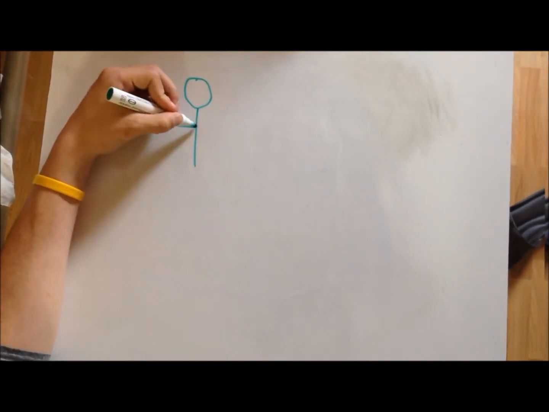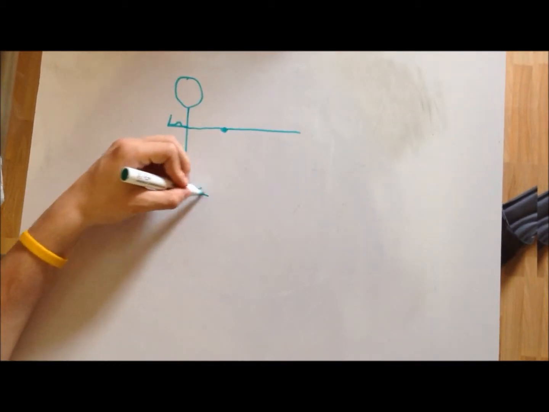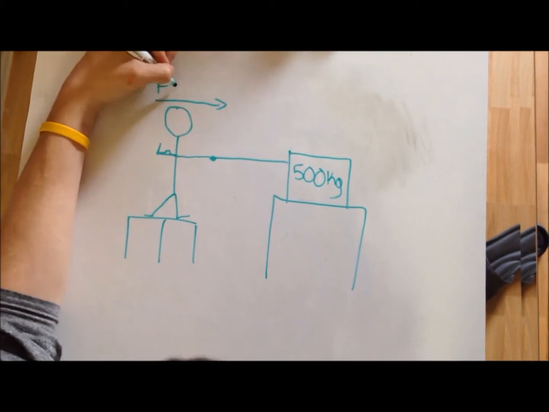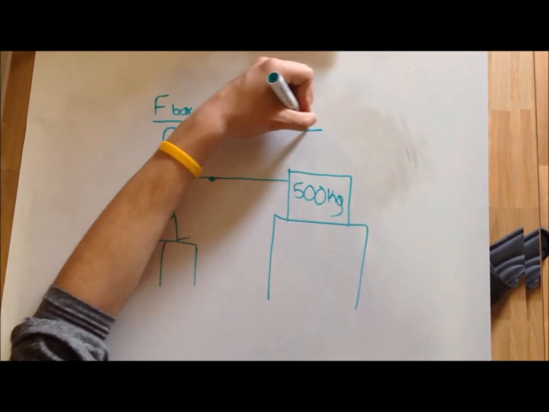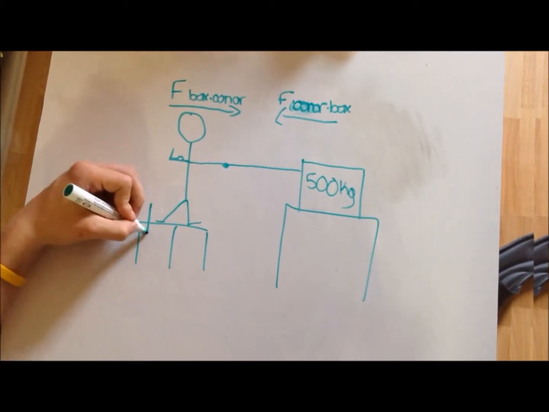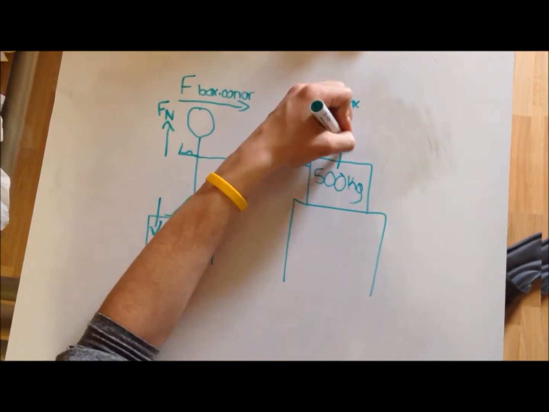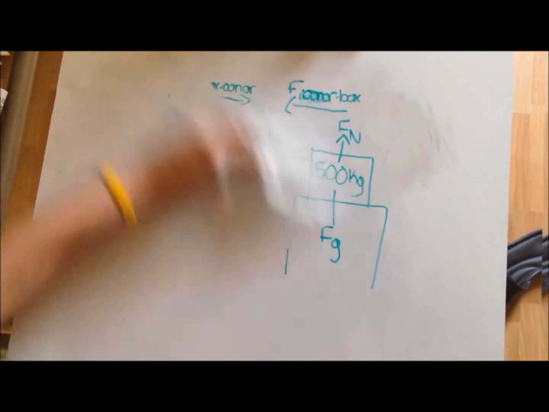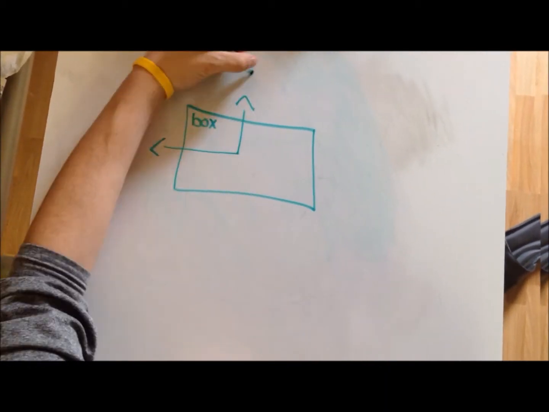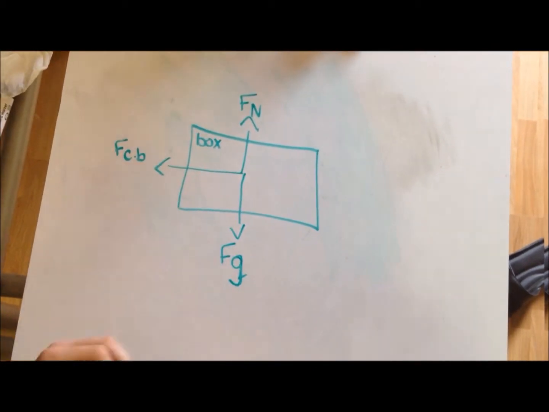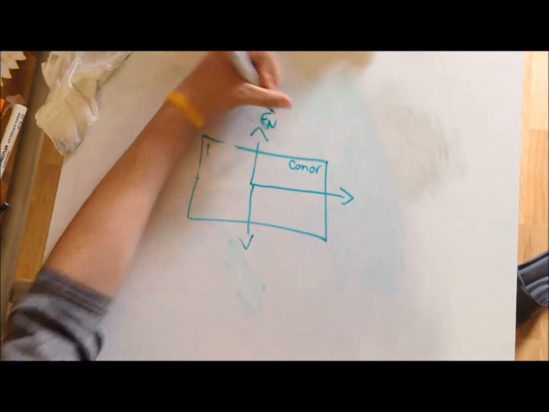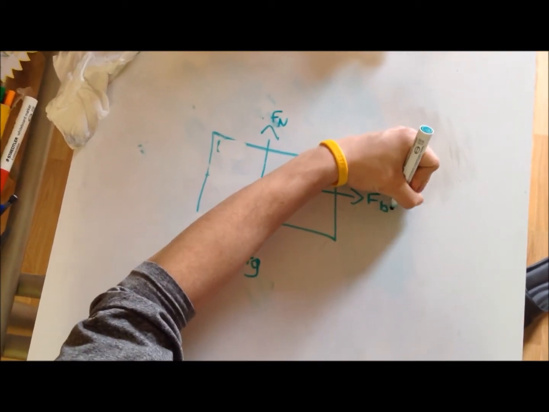Alright, for my final example, I have Connor Turner, a big strong guy, standing on a stool, pulling a box on a string. So we have the force of the box on Connor, and the force of Connor on the box. But we also have Fg and Fn for each object. In a free body diagram for the box, there would be the force of Connor on the box, Fn and Fg, and for Connor it'd be the opposite but equal in force: Fn, Fg, and the force of the box on Connor.